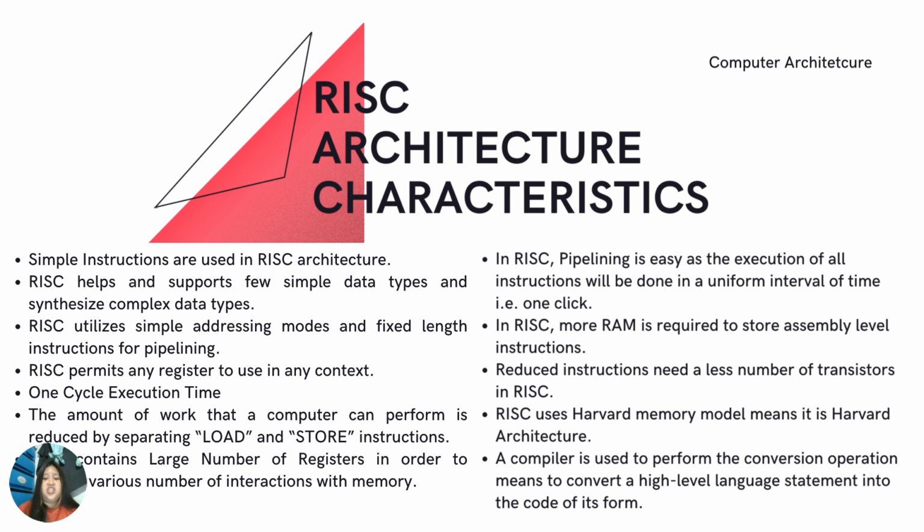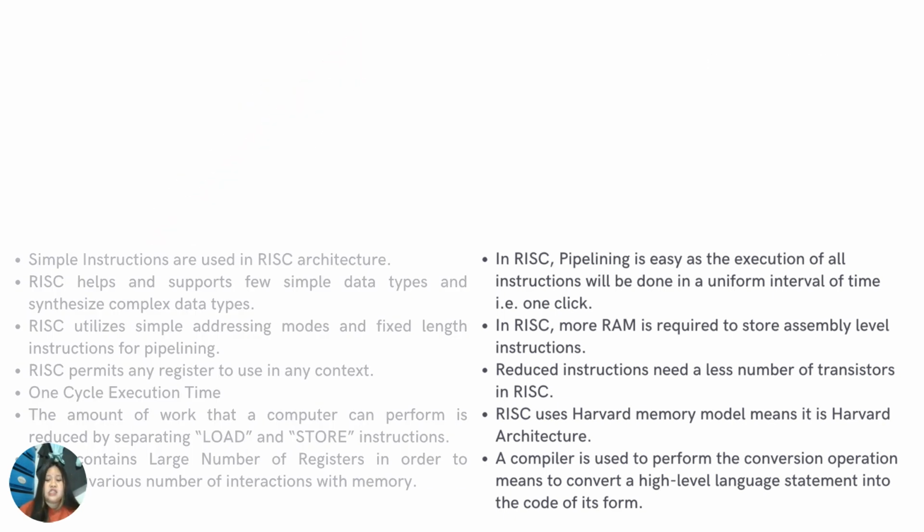Next, reduced instructions need a smaller number of transistors in RISC. And RISC uses the Harvard memory model, which means it is a Harvard architecture. And lastly, a compiler is used to perform the conversion operation, which means to convert a high-level language statement into the code of its form.